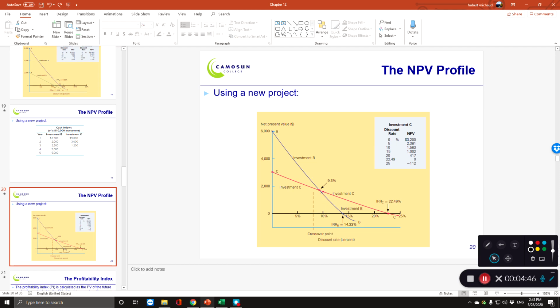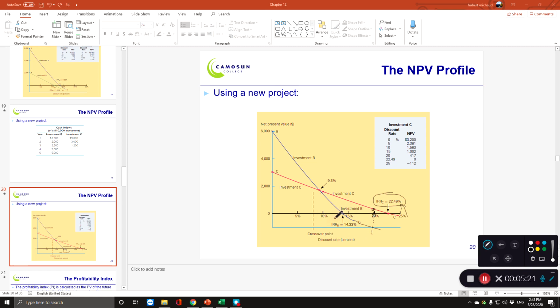Okay, the answer is that if you use the IRR to compare these 2 projects, it would always appear to you like project C is better. Right? The IRR for project C is higher, so project C seems to be better. Okay, and that's true if the cost of capital is 20%. If the cost of capital is 20%, the NPV for project C is positive, and the NPV for project B is negative, right? So project C is better.